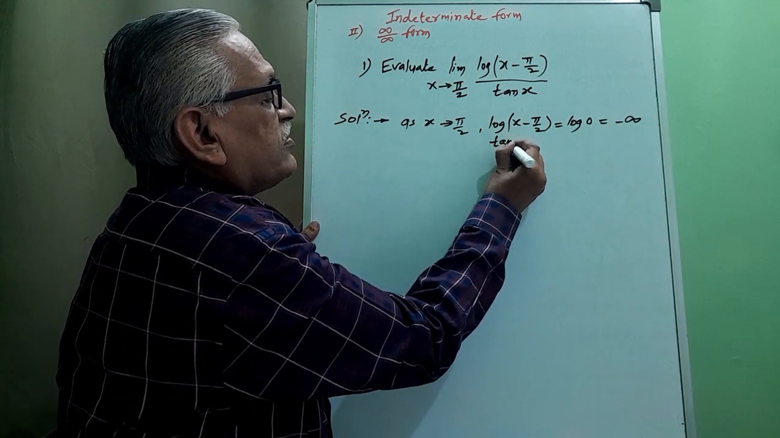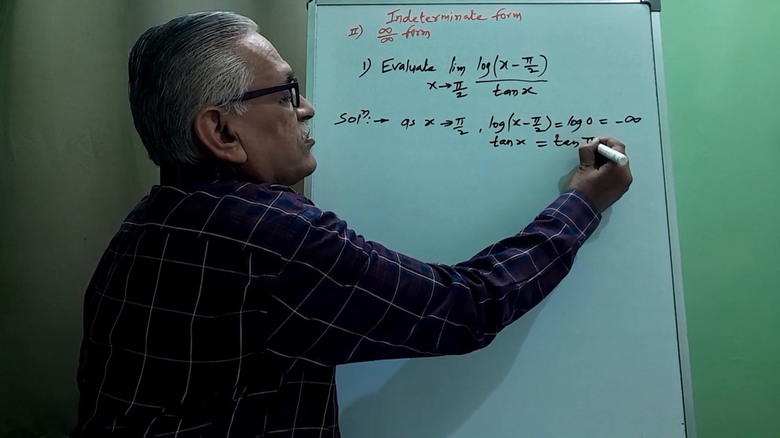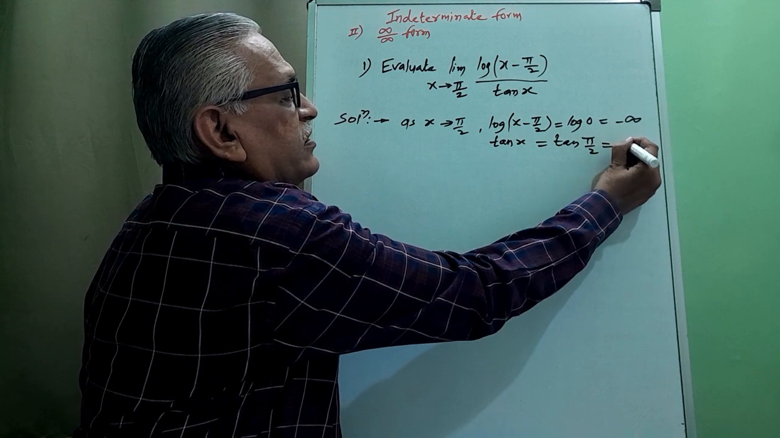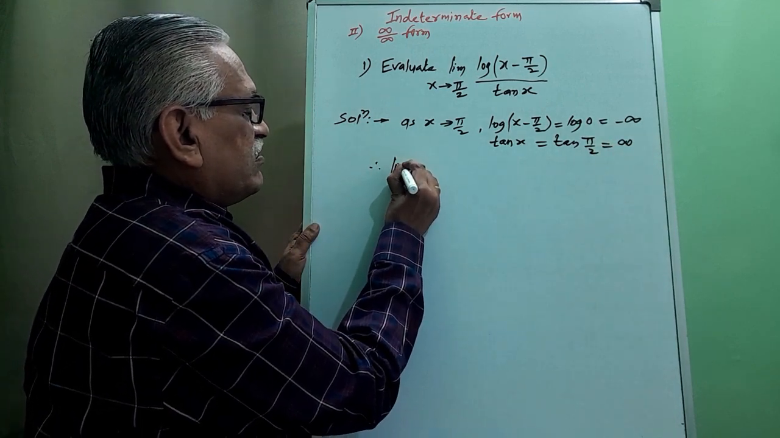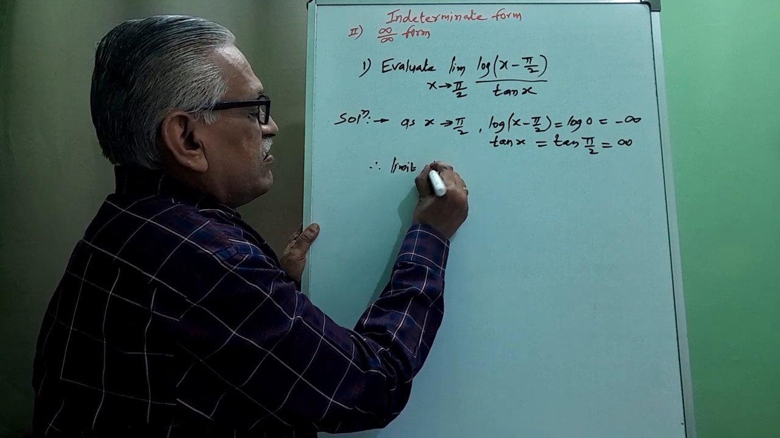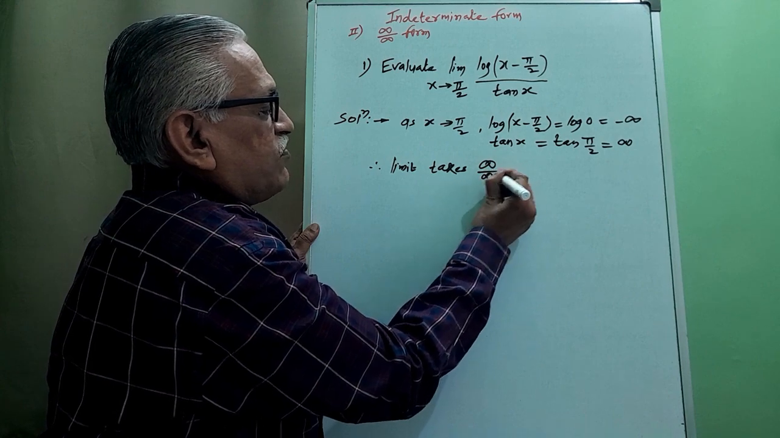Tan of x becomes tan of pi by 2, and we know that tan pi by 2 is infinity. Therefore, the limit takes the infinity by infinity form.